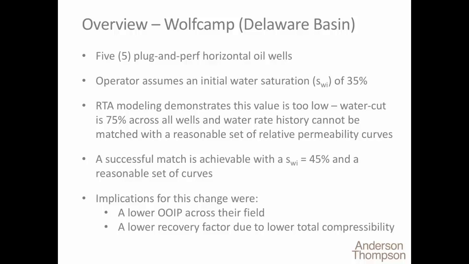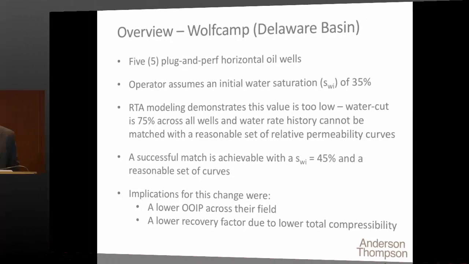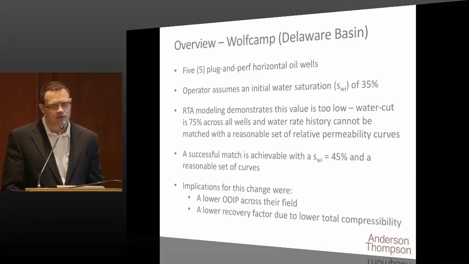So what we tried to do is we modeled these things and we did ridiculous things to rel perm curves to make this work to start. And you'll see what we had to do. But using a reasonable set of rel perm curves, and we increased the SWI by 10%, everybody's happy, everything makes sense. The implications for this, though, are very significant, of course.